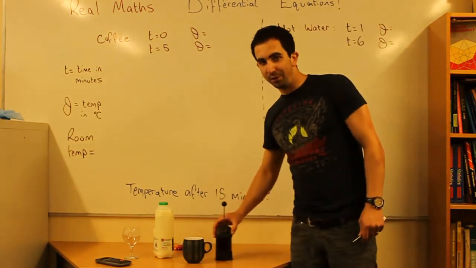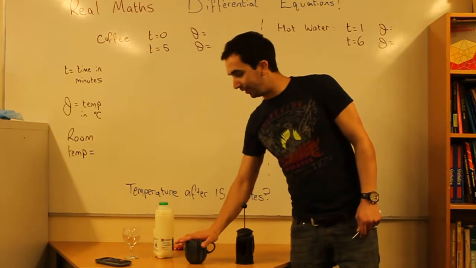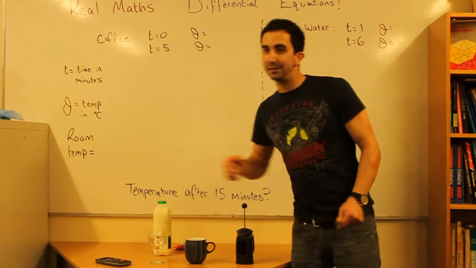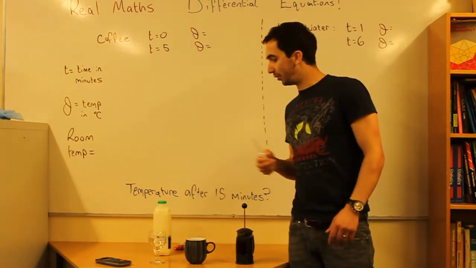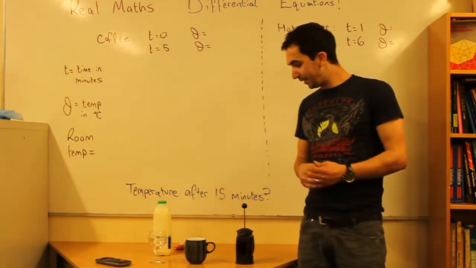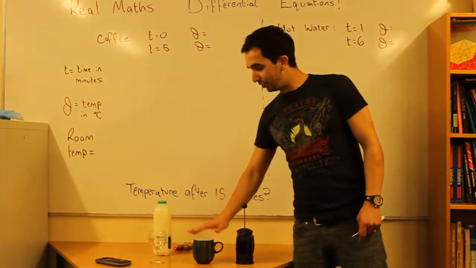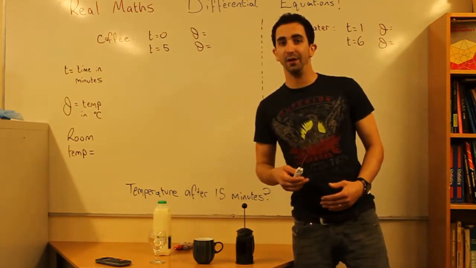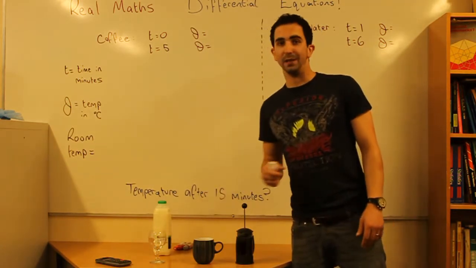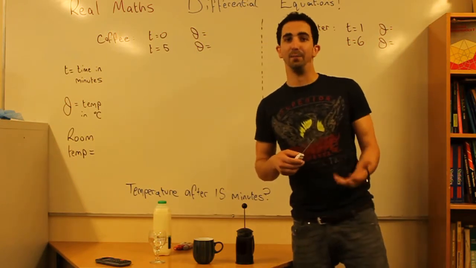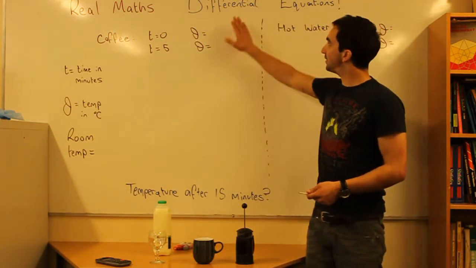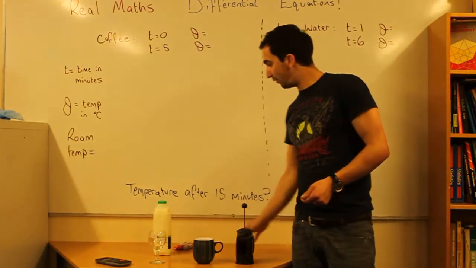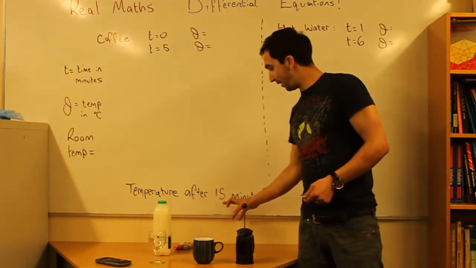Specifically, I've just brewed up a bit of coffee. I'm going to make a cup of coffee, and I'm also going to put some hot water into the glass. It's not boiling because it's been cooling as I've set up the experiment. And we are going to look at how the temperature changes as time passes. Obviously the temperature will be getting lower because it's colder in the room than the temperature of the water. But we want to know exactly by how much and see if we can predict, using differential equations, what the temperature of the coffee will be, what the temperature of the water will be after 15 minutes.